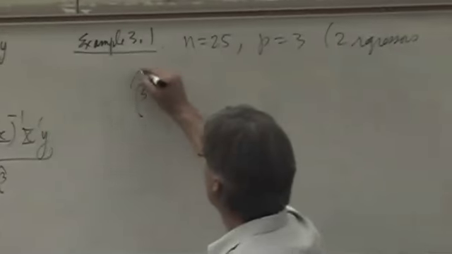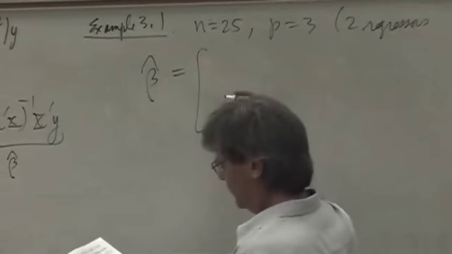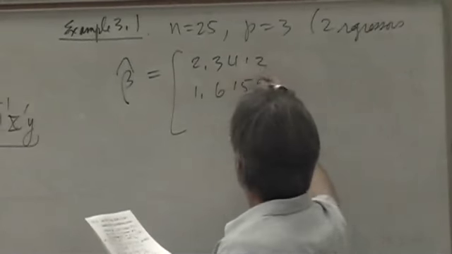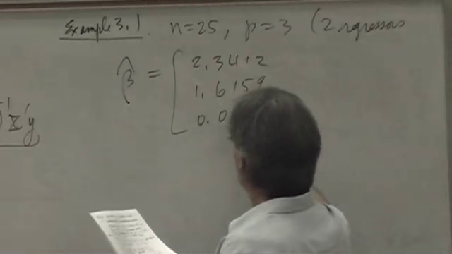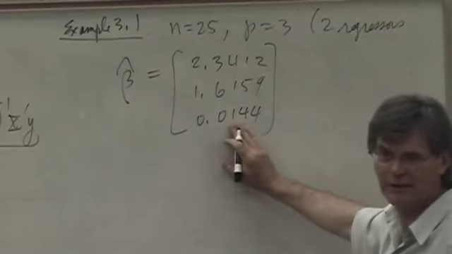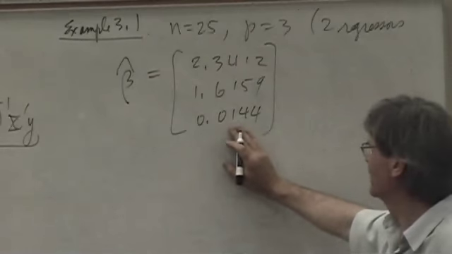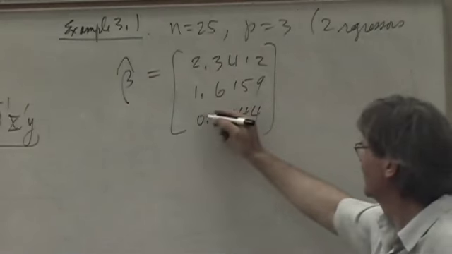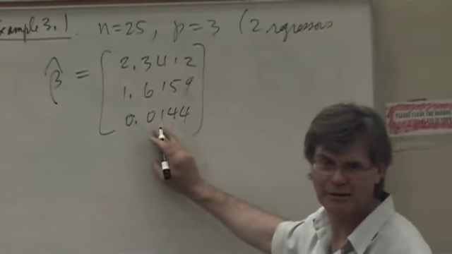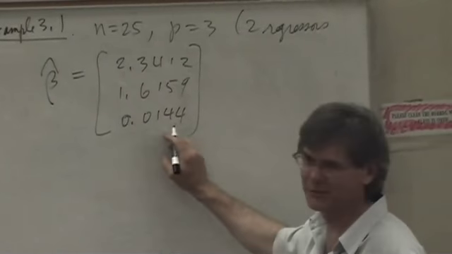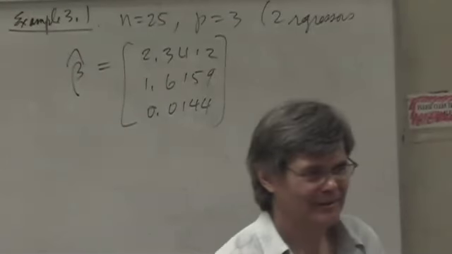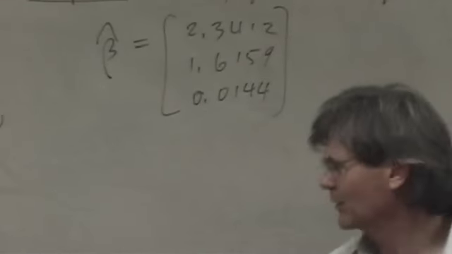So what happened in the delivery time data? You got a beta hat, so there are three estimators: 2.3412, 1.6159, and 0.0144. Just because this is small doesn't mean it's necessarily not acceptable, because the units may be funny. Just because this is a small coefficient doesn't mean it's negligible. It looks like it has more zeros in it, but that doesn't mean it's negligible. We'll discuss that later.